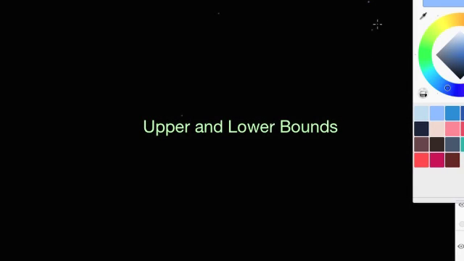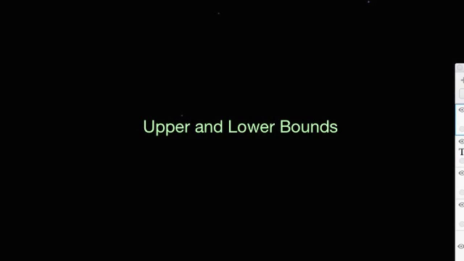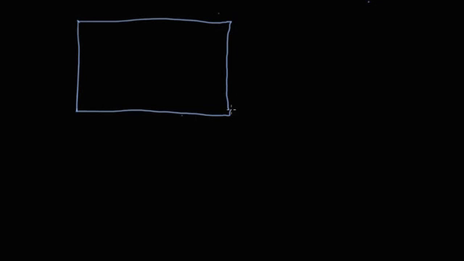Today we're going to be talking about upper and lower bounds. So, what do I mean when I say this? Imagine we've got a rectangle. And to show you life isn't perfect, we've got an imperfect rectangle. And this rectangle is 15 centimetres long and 12 centimetres wide.